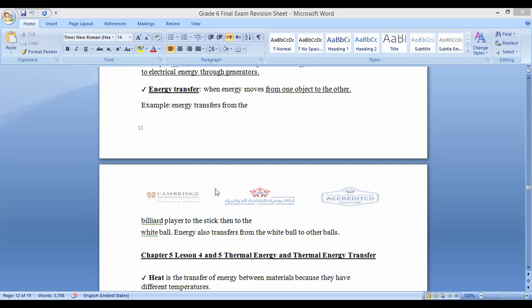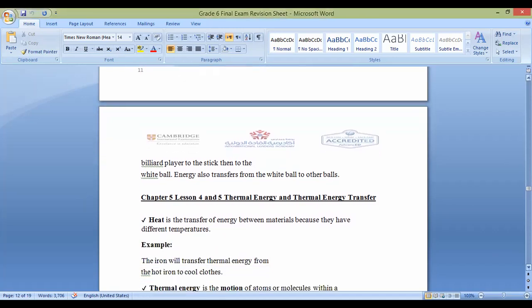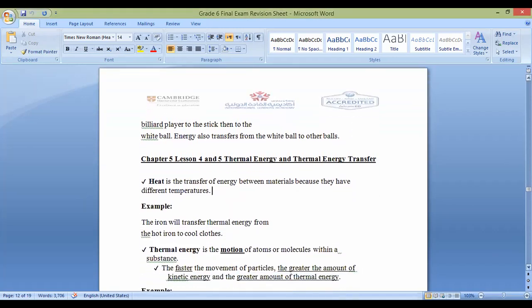All right, we still have 3 minutes. We can continue. We start with chapter 5, lesson 4. Here, this one for lessons 4 and 5, thermal energy and thermal energy transfer. Let's take the first part of this lesson, lesson 4, heat. What is the meaning of heat?